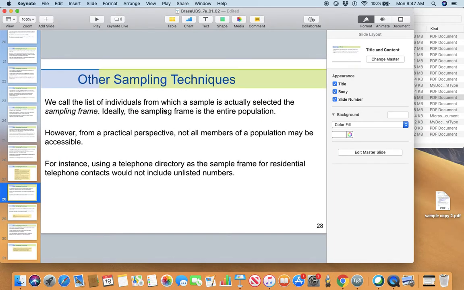We call the list of individuals from which a sample is actually selected the sampling frame. Ideally, you are taking a random sample from the entire population. In other words, ideally, the sampling frame is the entire population. However, from a practical perspective, not all members of a population may be accessible. For instance, using a telephone directory as the sample frame for residential telephone contacts would not include unlisted numbers. Okay?